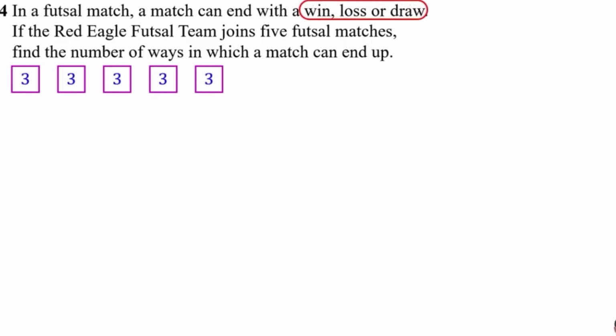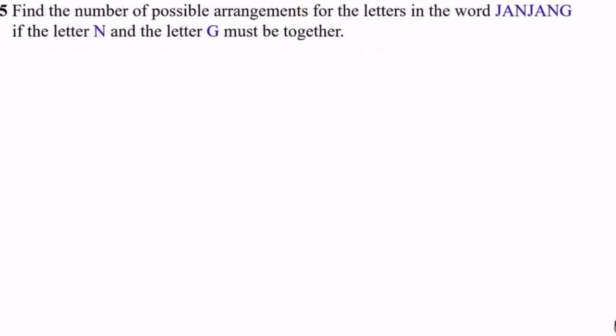So for every match, we have 3 possible outcomes: win, loss or draw. So that means we are going to multiply the 3 five times, which is 3 to the power of 5, which is equivalent to 243 ways. So there are 243 ways for the futsal matches to end up. Okay, so this is actually quite simple. Let's proceed to question number 5.